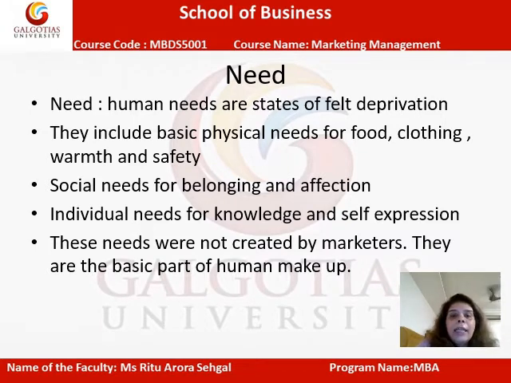Then there are individual needs, which are very important for us as marketing professionals. Individual needs are the need for knowledge and self-expression. These needs are not created by marketers. They're a basic part of human makeup. If you talk to yourself, you will have certain needs. You talk to your parents, they will have certain needs. You talk to your siblings, your colleagues.